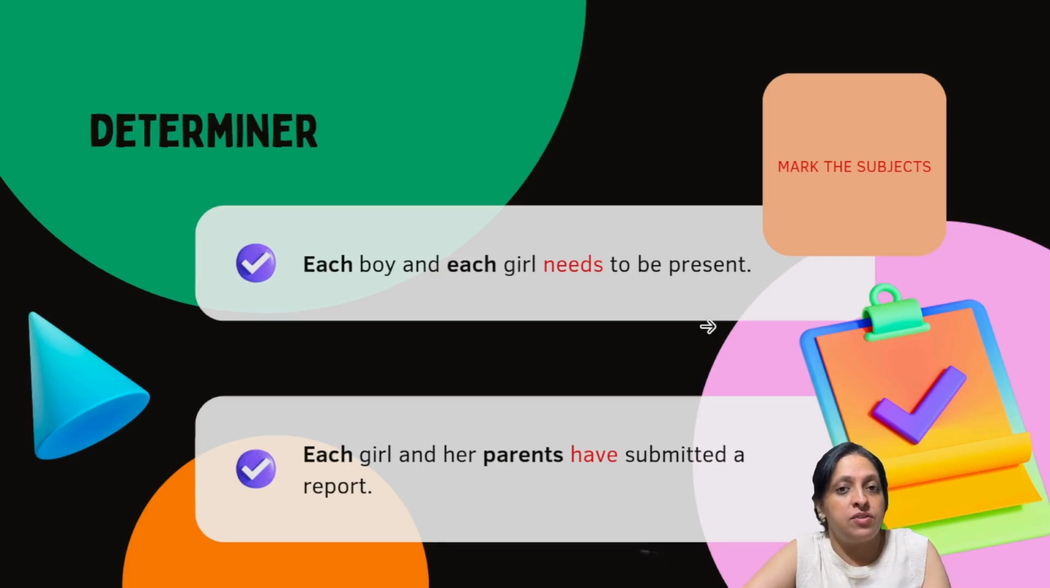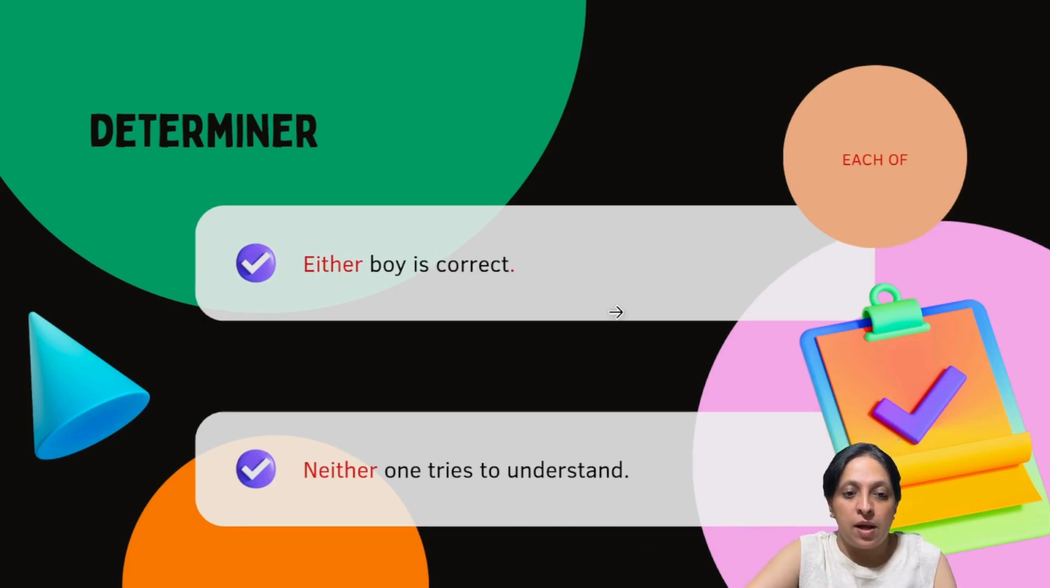But after that, if there is a conjunction and we are using another plural subject, then the verb has to be plural. Just keep in mind that. Okay, now let's move on. So let's check another example.